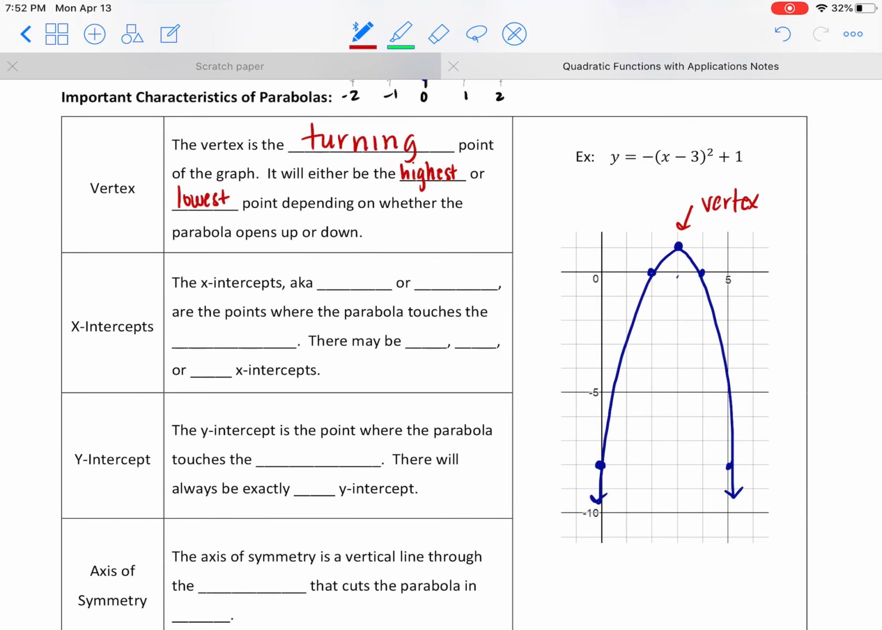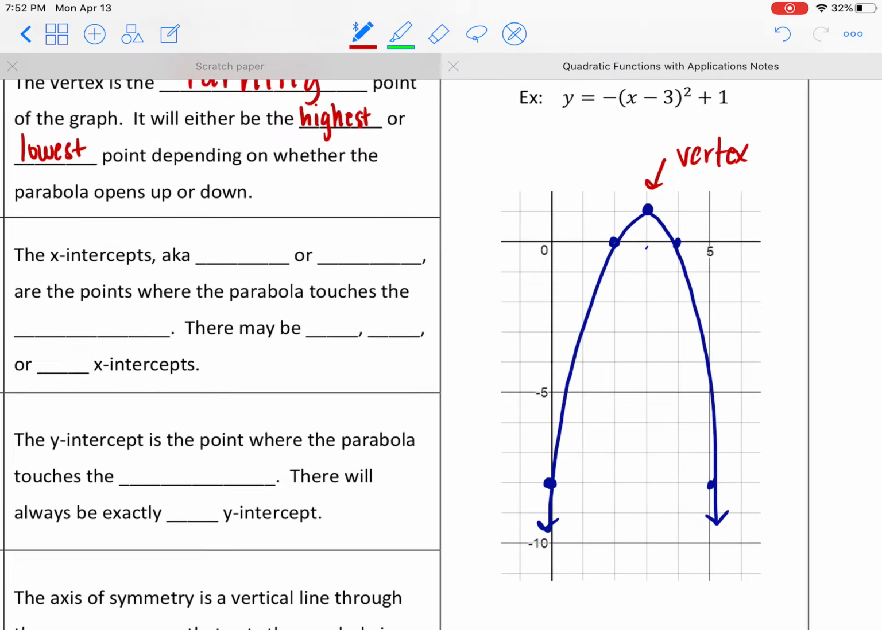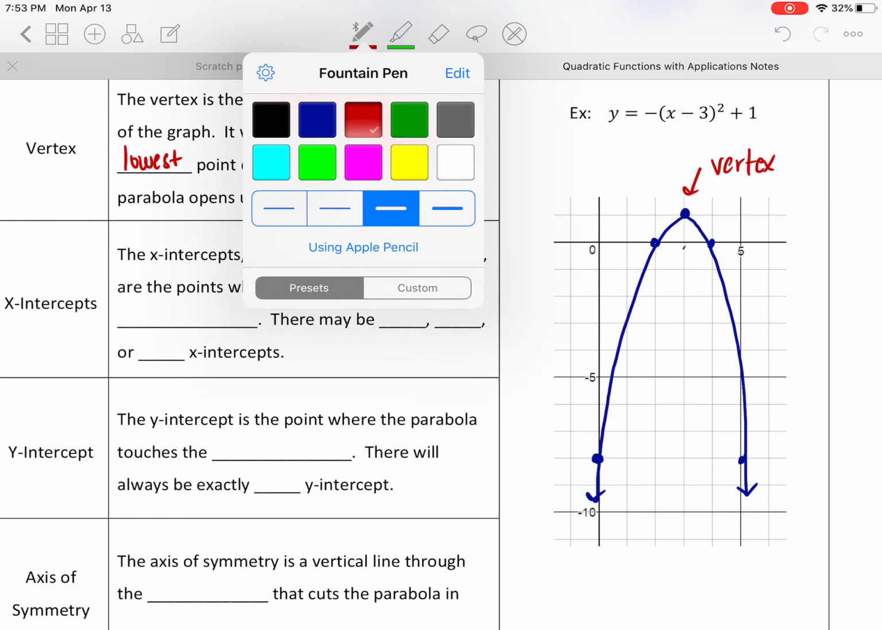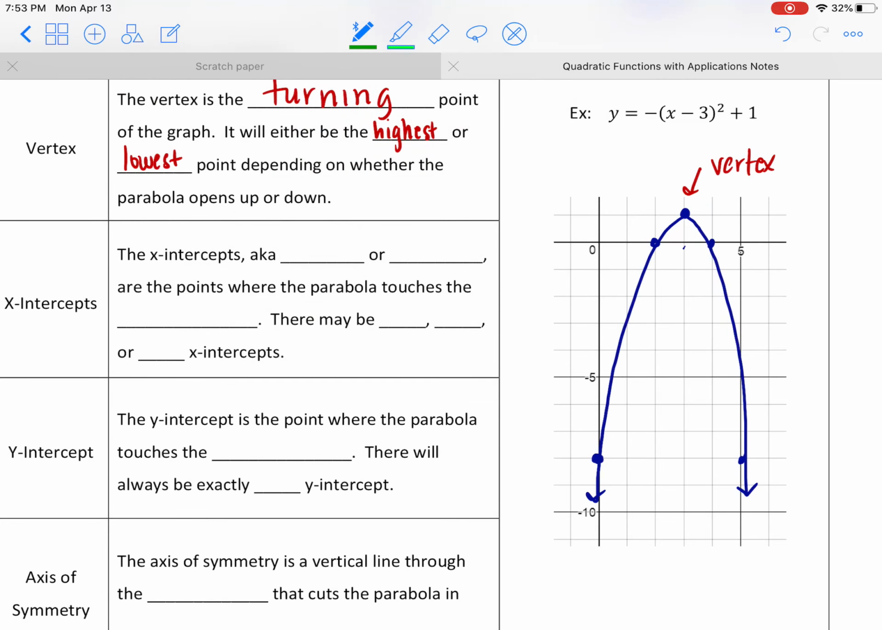Okay, so you should be able to identify the vertex for any parabola, and that was pretty simple using Desmos. I just tapped on the point and it told me where that vertex was. You should also be able to identify the x-intercepts. x-intercepts are the points where your graph touches the x-axis. We could also call them roots, or zeros. Zeros or roots or x-intercepts are all the same thing.